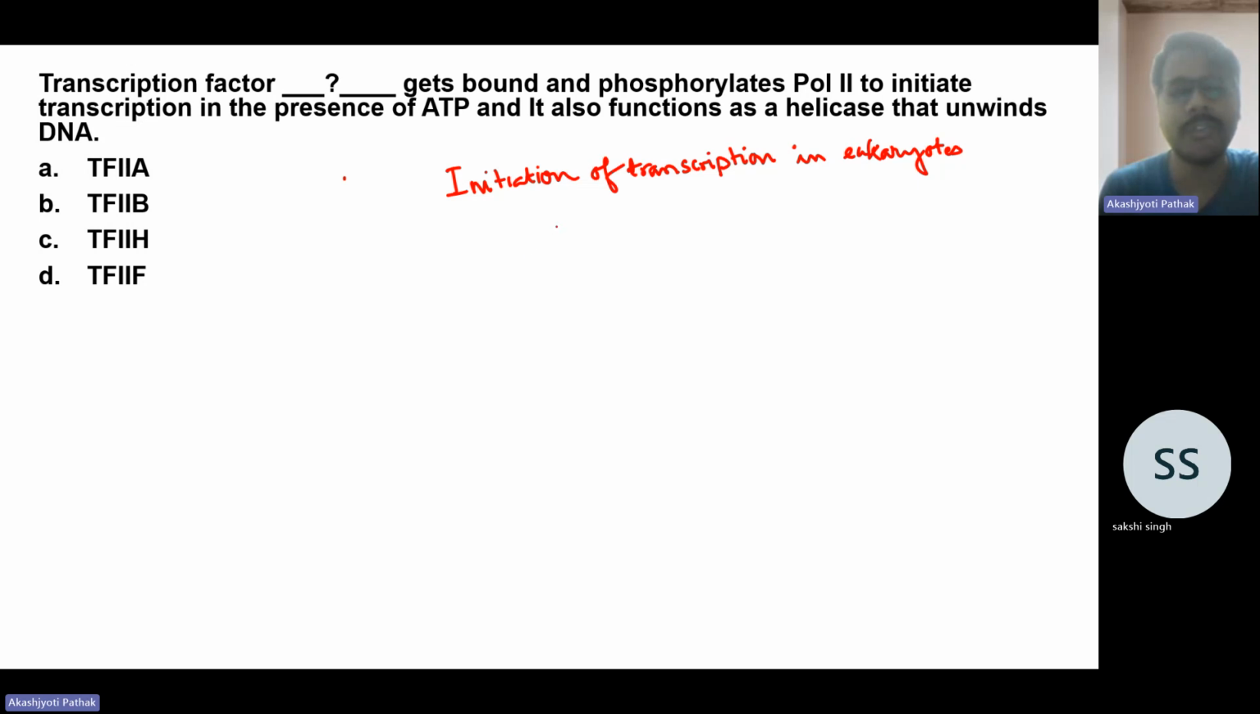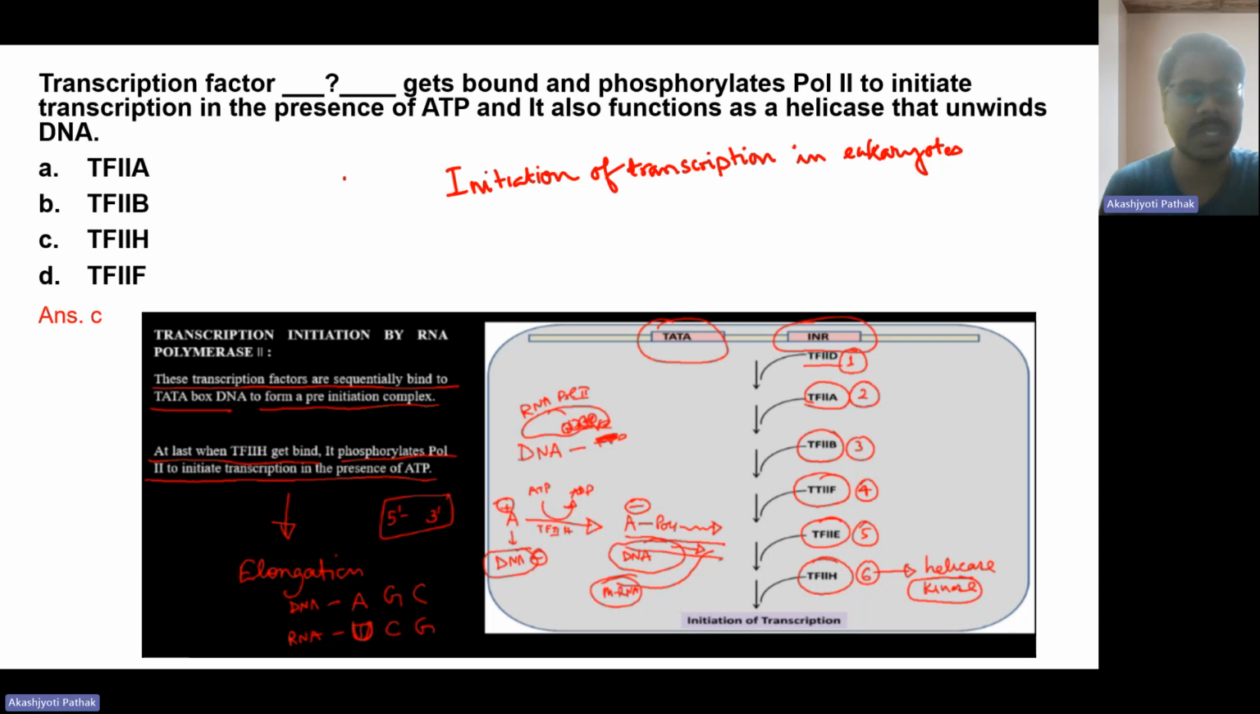After 10 to 15 ribonucleotides are synthesized, this sigma factor is released, and the rest of the function can be carried out by the other subunits of the RNA polymerase, while in the case of eukaryotes, there are several transcription factors that are required for the initiation of transcription. So this was discussed. So yeah, the answer is transcription factor 2H.